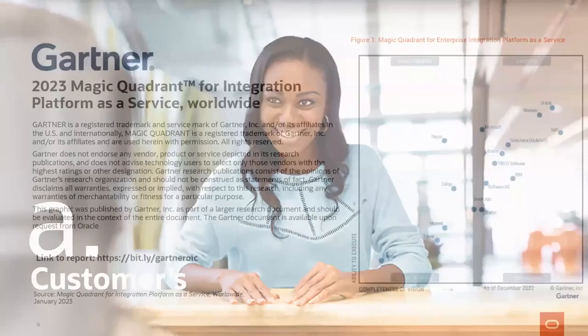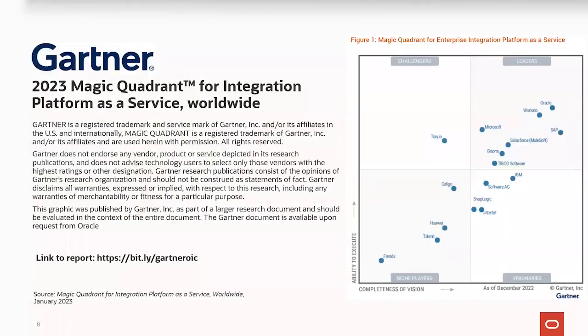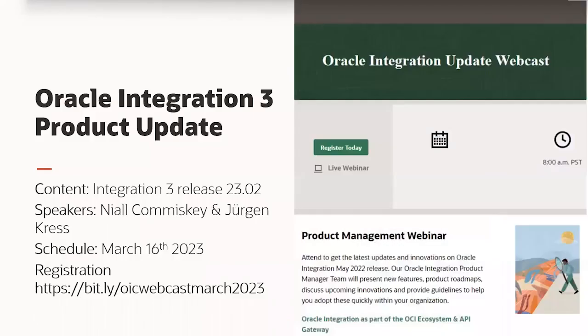So quick updates for customers. We are excited and humbled to share that Gartner has named Oracle Integration as a leader and positioned highest for the ability to execute in the Gartner Magic Quadrant. We couldn't have done this without you and your partnership and support. The report is available via the Oracle website at bit.ly/GartnerORC. For the latest release updates on Oracle Integration 23.02, please join our product update webcast in March. Neil Kominski and myself will provide you the latest features like parallel processing and projects.